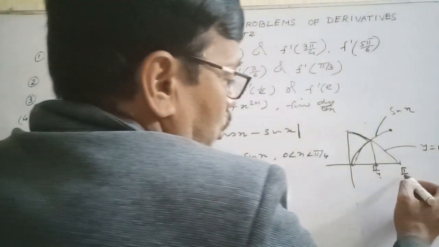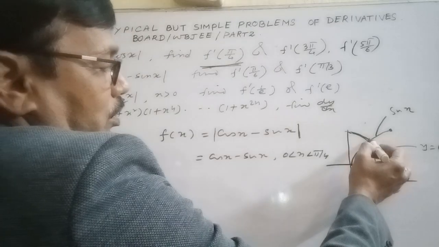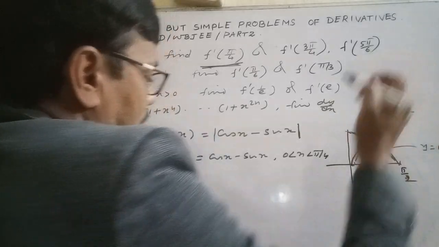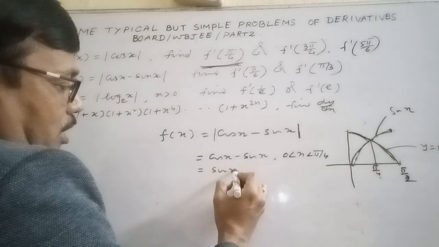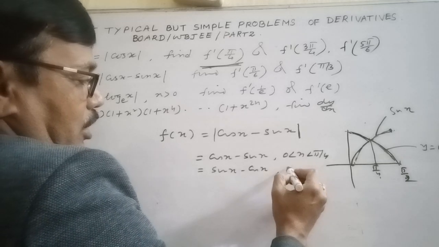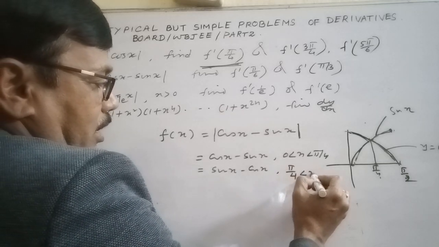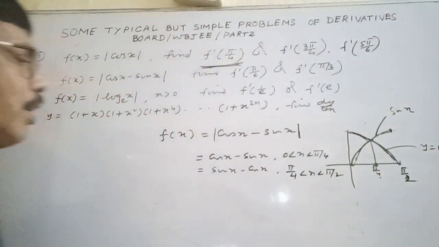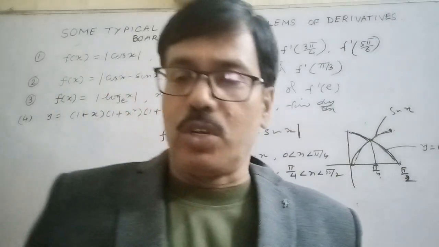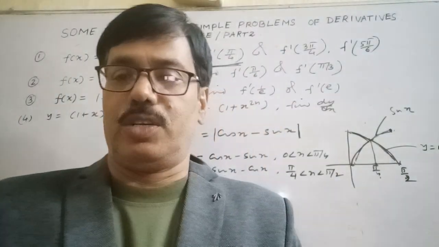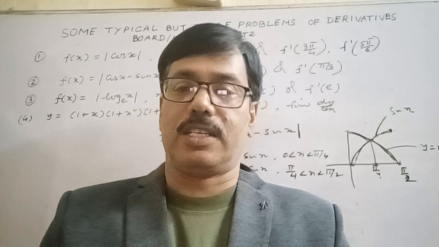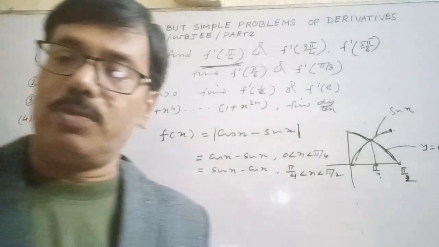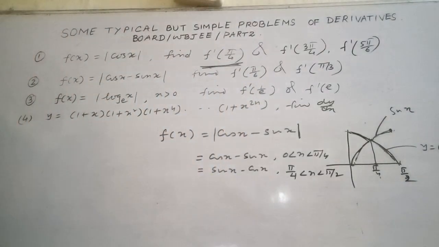In 0 to pi by 4, cos x minus sin x is positive because the cos curve is above the sin curve. But in pi by 4 to pi by 2, look, this one is the sin curve, this one is the cos curve, so the sin curve is above. So it is sin x minus cos x for pi by 4 less than x less than pi by 2. So this is to be noted. At 0, cos 0 is 1 and sin 0 is 0, so cos x minus sin x is positive. And at pi by 4, their values are the same. So from your basic concept, you can also write it.